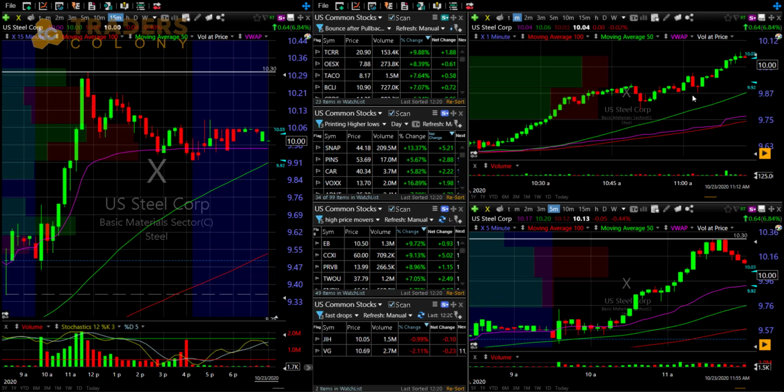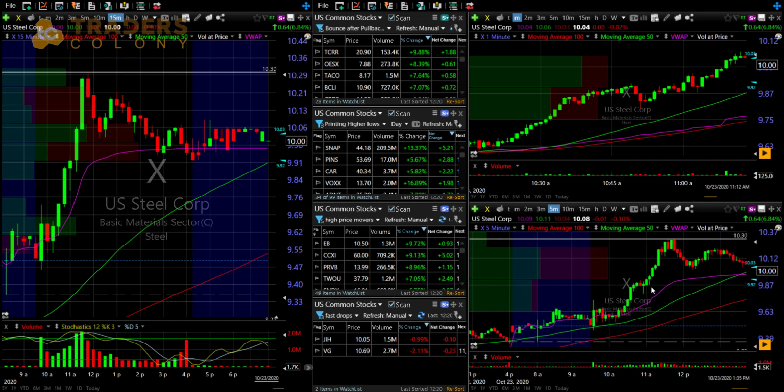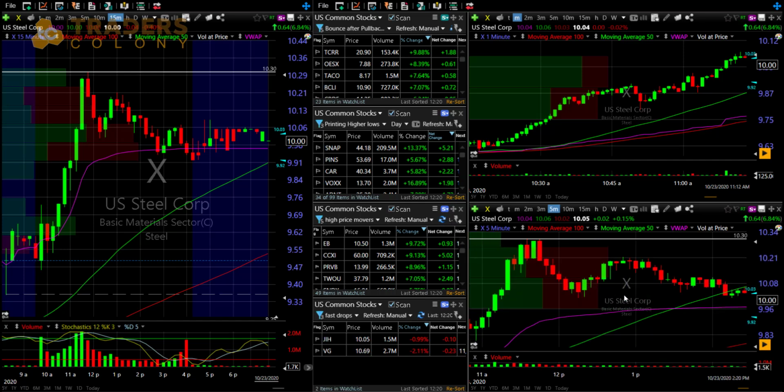What I'm trying to show you here is not to try to get in front of the move, on the front side of the move, but to make sure that if you're going to get in, you get in on the back side of the move, when you already see this thing printing higher lows.